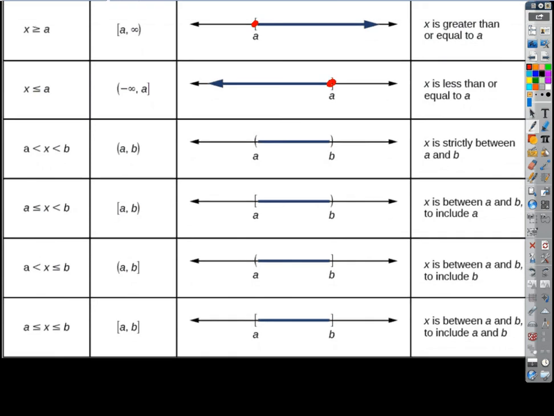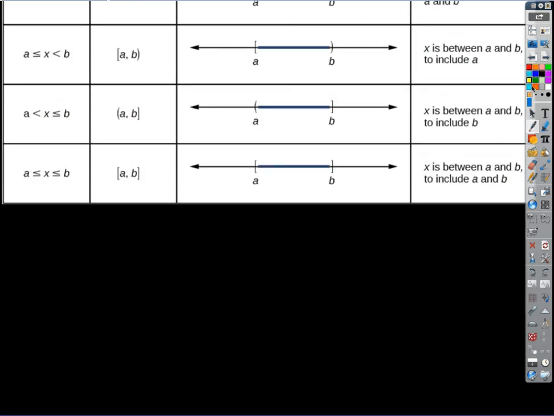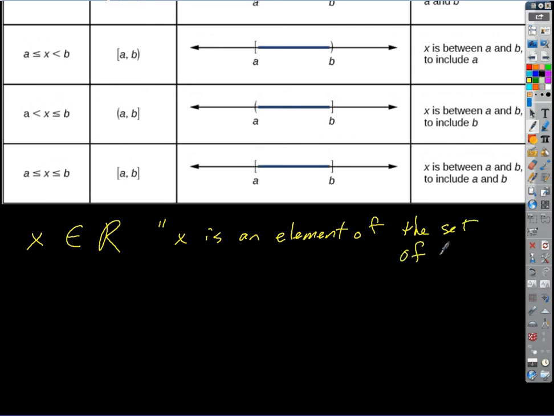Okay, the one that we haven't talked about yet, though, is what if all real numbers work? So one way we can say this is X is an element of the set of reals. That's kind of a fancy math way of saying it. That's saying X is an element of, that's what that symbol says right there, an element of or is included in, same thing, the set of real numbers. And that's just what that script R means, all real numbers, right?